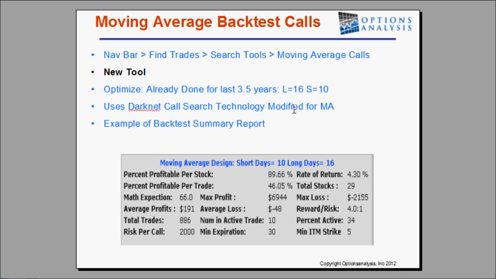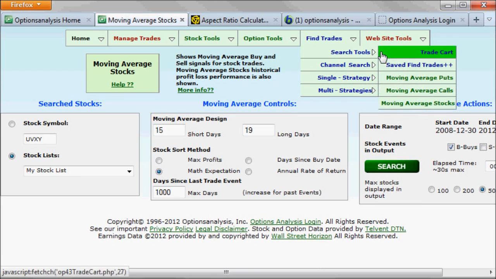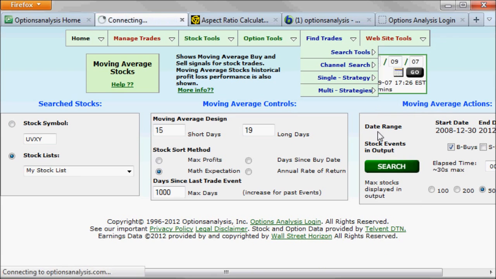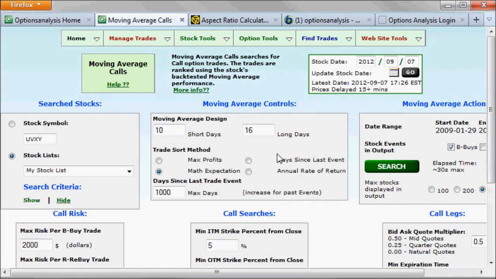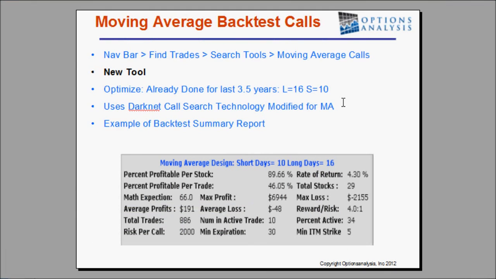In addition to using moving averages to try to trade stocks, we looked at also trying to trade calls. Here's an example. That was the moving average call finder. It's been optimized for call trading. Right now it looks like 10 days short and 16 days long gives good performance.